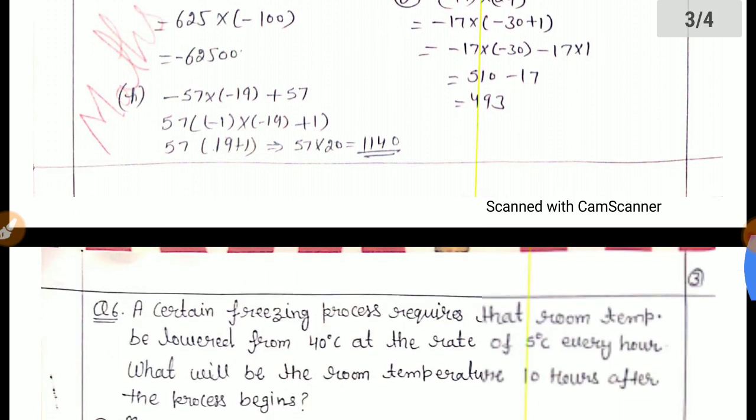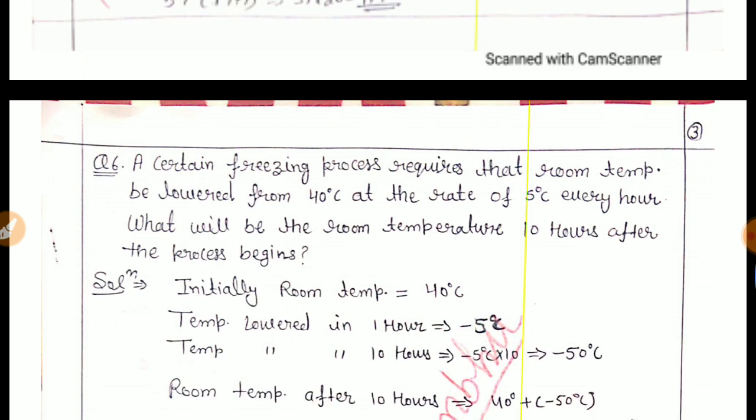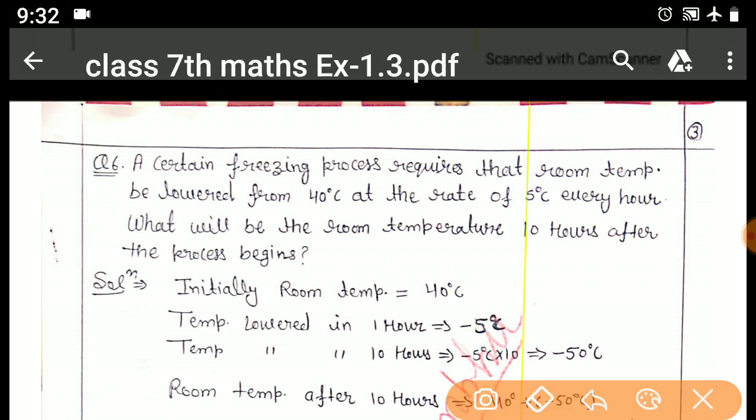Okay, and next question: a certain freezing process requires that room temperature be lowered from 40 degrees Celsius. The temperature is decreasing from 40 degrees Celsius, so the initial room temperature is 40 degrees Celsius and it is decreasing 5 degrees per hour. The temperature lowered in 1 hour is minus 5 degrees Celsius. It is lowering, that's why we are using a negative integer. If it is increasing, then we will use a positive integer. Understood?